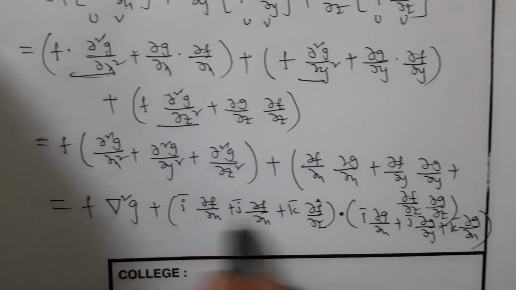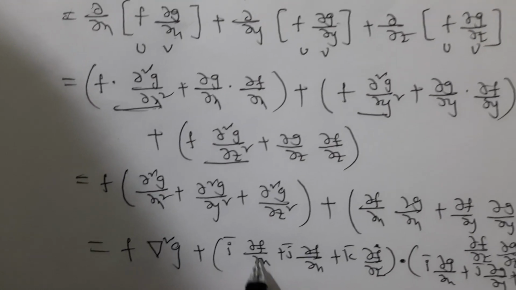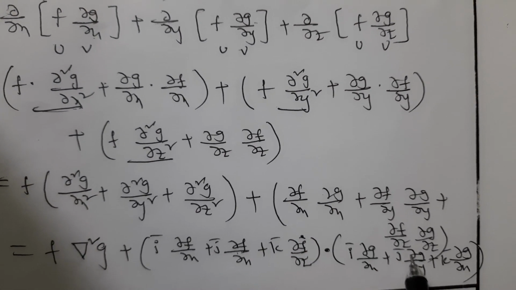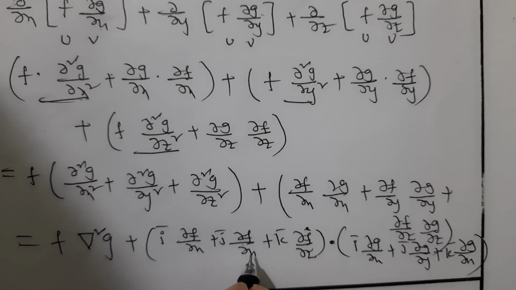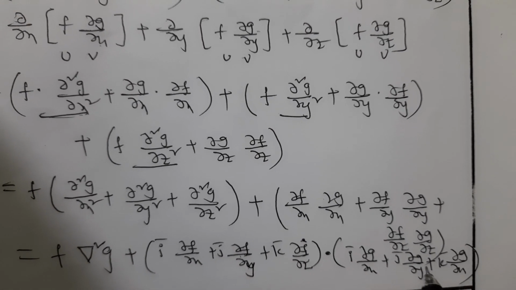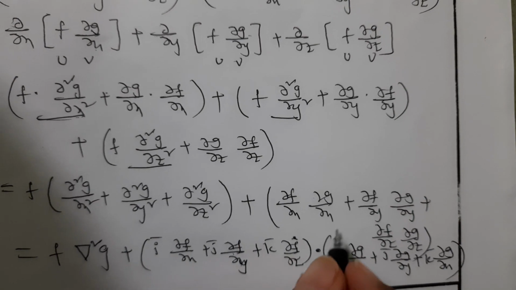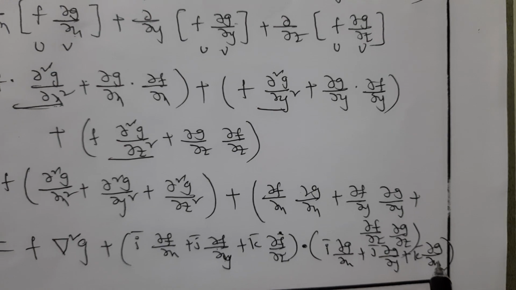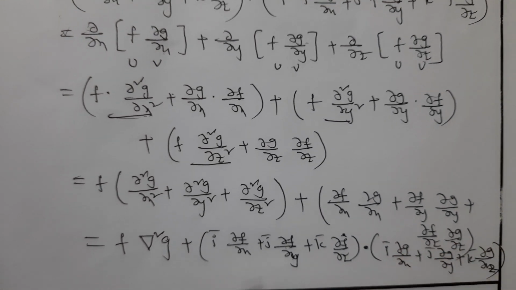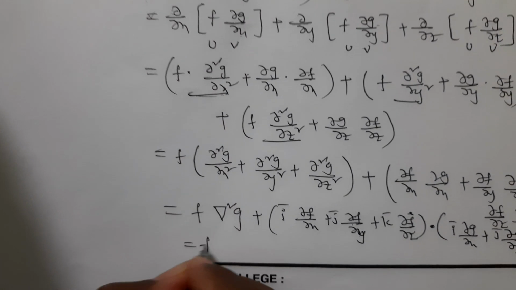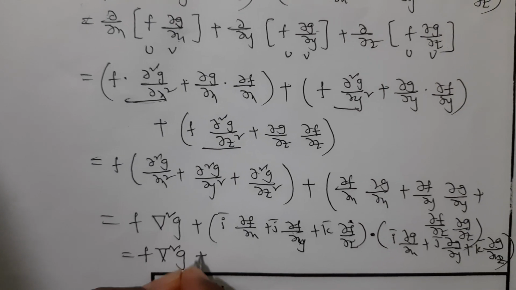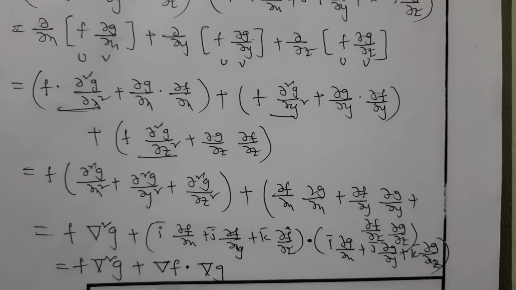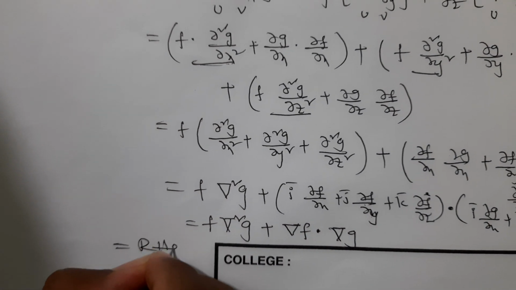We can apply the vector dot product. i dot i is 1. We get the first term dou f by dou x into dou g by dou x. Next j bar dot j bar is 1: dou f by dou y into dou g by dou y. Next the third term, k bar dot k bar is 1: dou f by dou z into dou g by dou z. We get this, which is equal to f into del square g plus del f dot del g, that is equal to RHS.